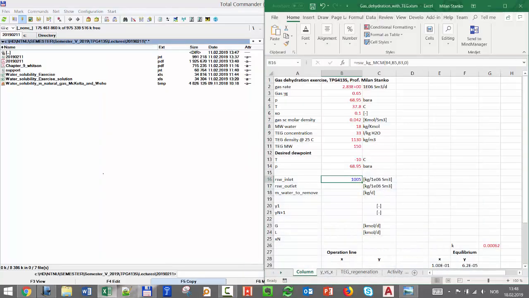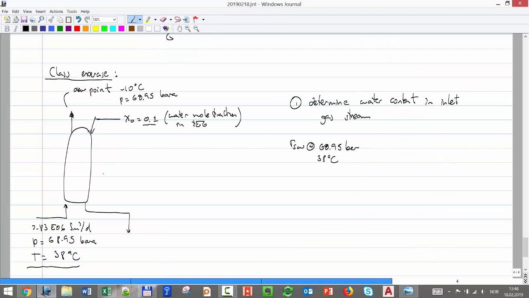Now, what is the content I want? I don't know. But I know that if I take it to minus 10 degrees, it should condense. It should be saturated at that temperature and pressure. If I go below that, it should condense. So if I put in minus 10 and a pressure of 68, then I will know how much that gas can carry. So let's do that.